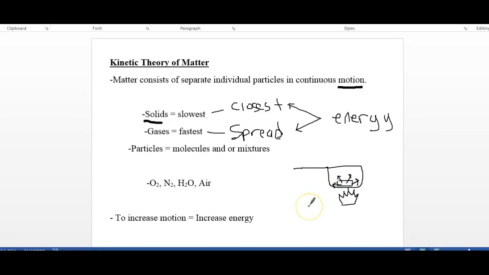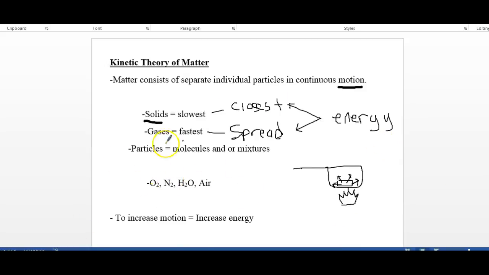The thing that keeps them together are these intermolecular forces, and it takes some energy to overcome them. So depending on the substance, you have to give it more and more energy to get them to separate further apart, form a liquid, give it more energy, form a gas.